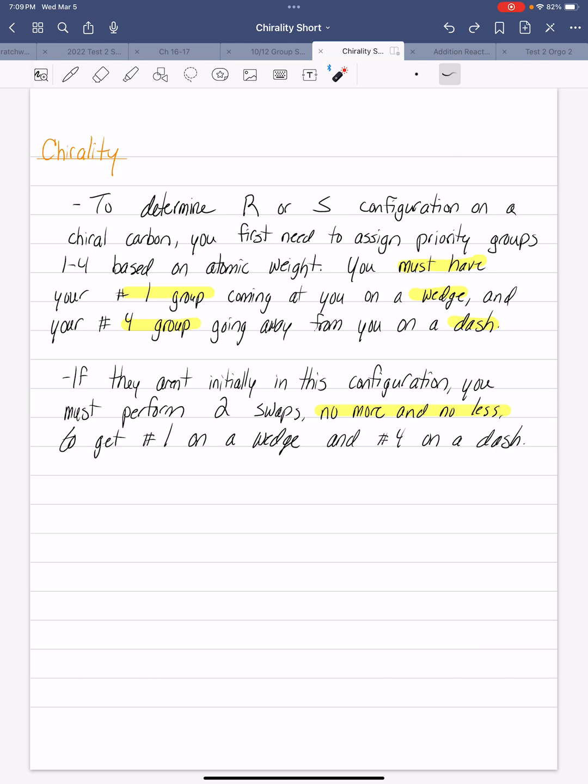You must have your number 1 group coming at you on a wedge and your number 4 group going away from you on a dash. If they aren't initially in this configuration, you must perform 2 swaps, no more and no less, to get number 1 on a wedge and number 4 on a dash to be able to solve. Let's work a couple out.